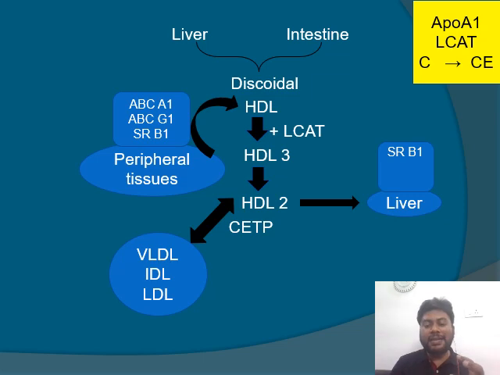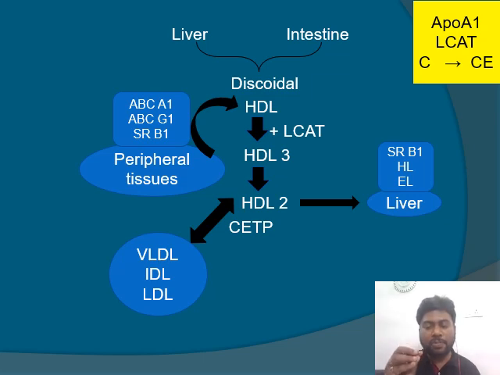the triglyceride contents in the HDL2 will be removed either by hepatic lipase or endothelial lipase. So by either one of these enzymes, triglycerides will be removed, and through scavenger receptor B1, the HDL cholesterol molecule will be removed. This delivery of cholesterol from HDL to liver can be either partial or complete.